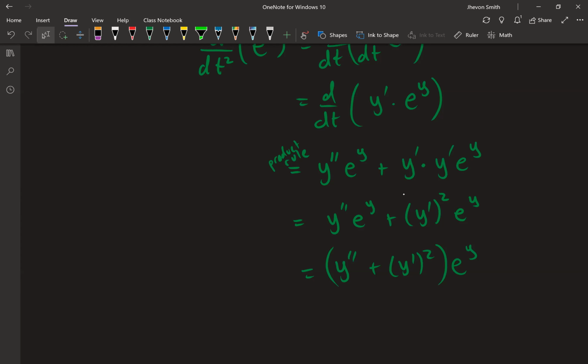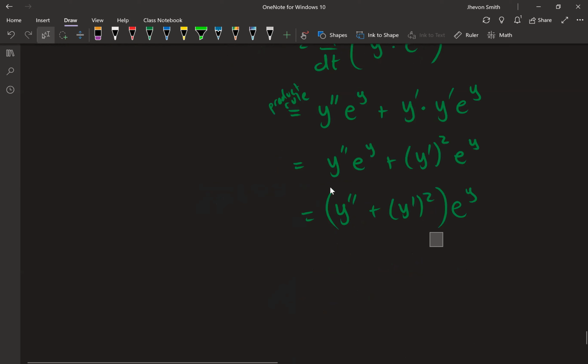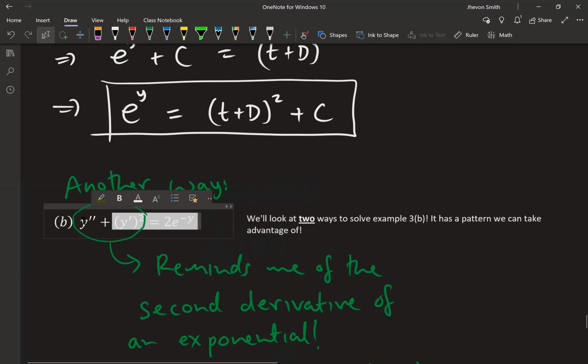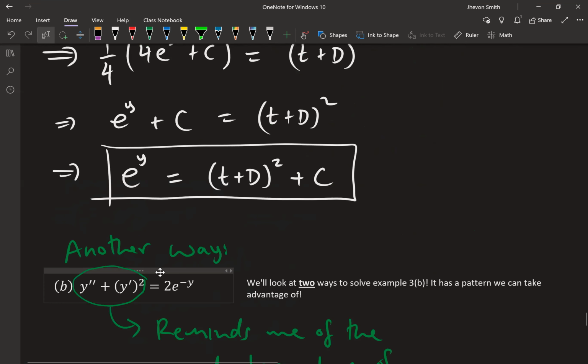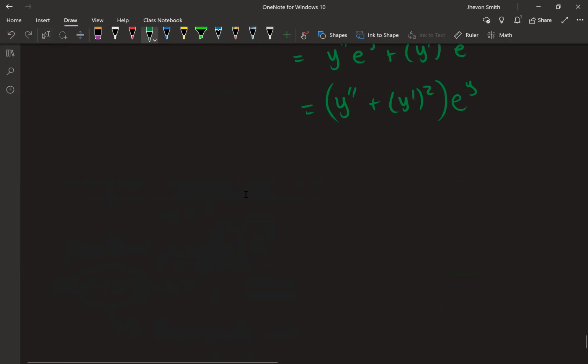If you're working with this sort of thing all the time, that's a pattern you're going to notice. And if you look at this guy, and you look at this guy, the y double prime plus y prime squared, you notice that, hey, that's actually the same guy. So you can actually do that. And now look at how things can be easier when you notice certain patterns. This leads to the following solution.